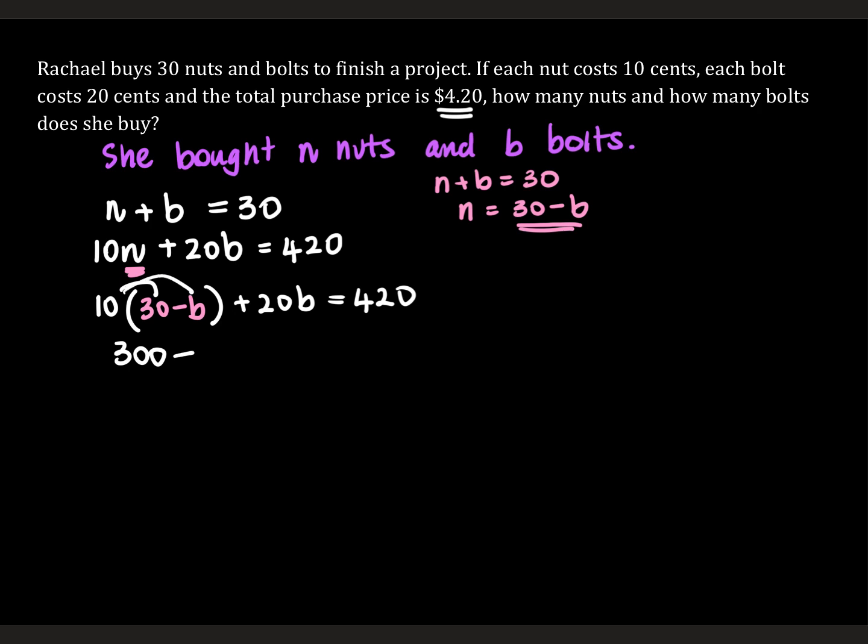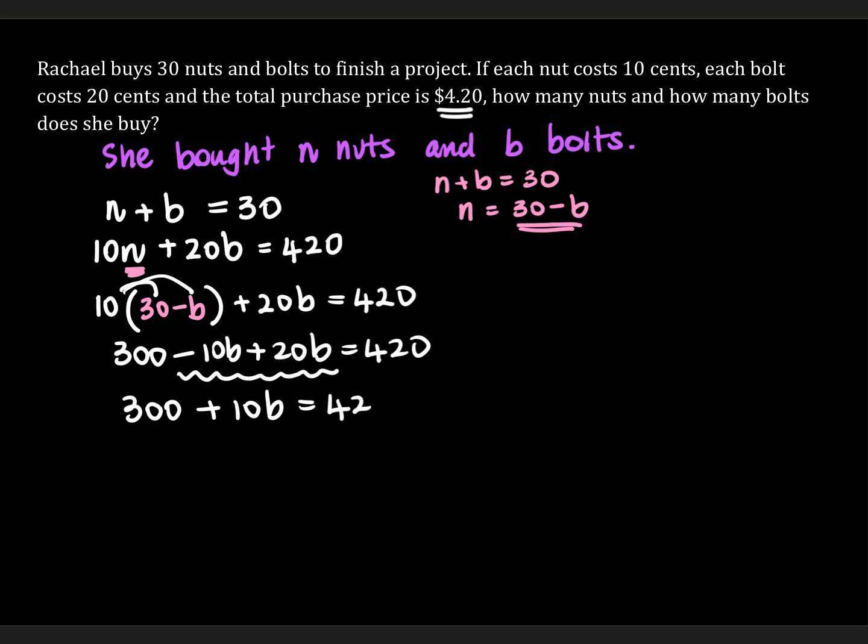300 minus 10B plus 20B equals 420. Collect like terms. Negative 10B plus 20B will give me 10B, positive 10B. So I've got 300 plus 10B equals 420. What am I going to do next? Take 300 off both sides. That will leave me with 10B over here. 420 minus 300 is 120. Divide by 10.